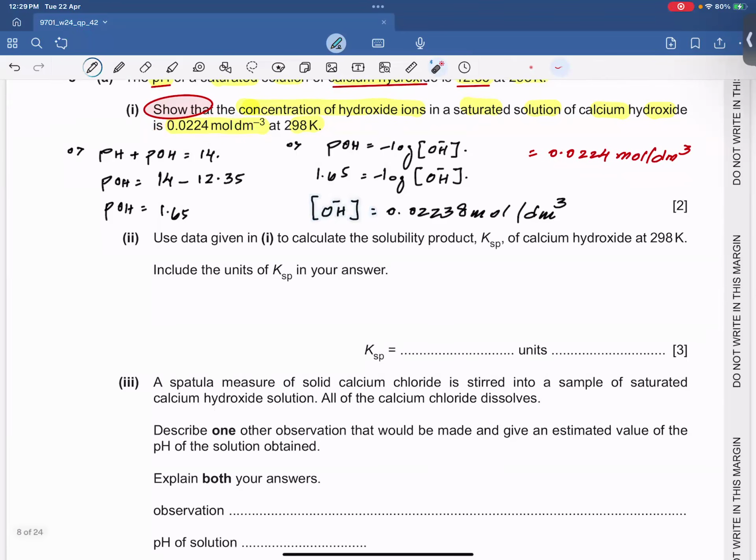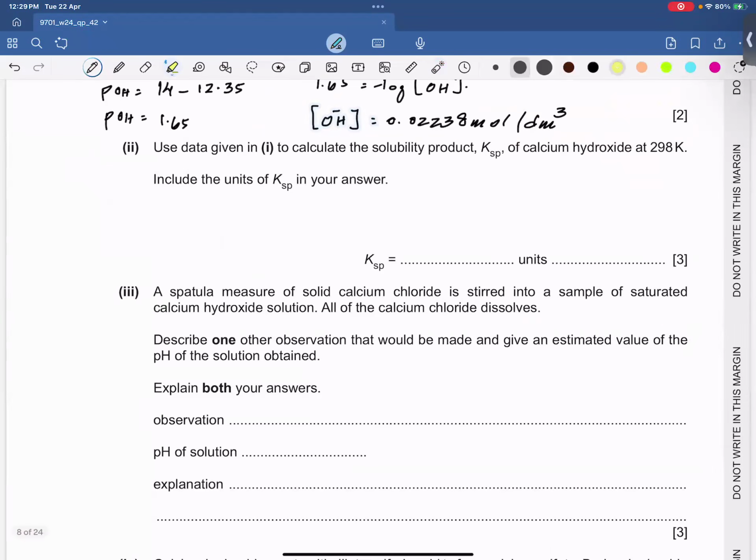Okay. Now the next is use data given in 1 to calculate the solubility product of calcium hydroxide at 298 Kelvin. Include the units of Ksp in your answer. So I know the concentration of hydroxide ion. First of all, let me write the ionic equation for the dissociation of calcium hydroxide.